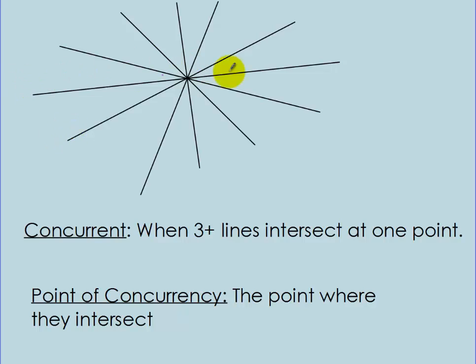If we have a bunch of lines right here, and they're all crossing at this one point, we have vocab for that. So we have this word called concurrent. Concurrent are when three or more lines intersect at one point. So we say all the lines are concurrent. So when three or more lines intersect, those lines are concurrent. That point of concurrency is the point where they all intersect. So this point right here, that is my point of concurrency.